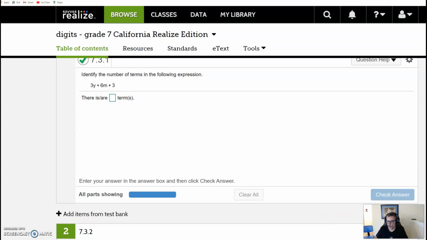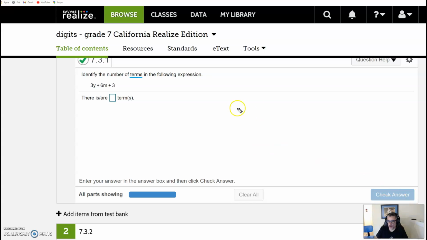I'm looking at question number 1. It says, identify the number of terms in the following expression. All right, an expression is just a mathematical sentence that doesn't have an equal sign. Okay, so notice that this expression right here doesn't have an equal sign. But what is a term?